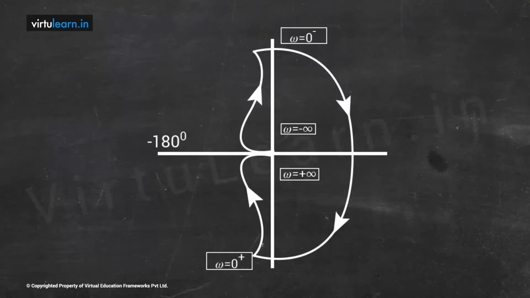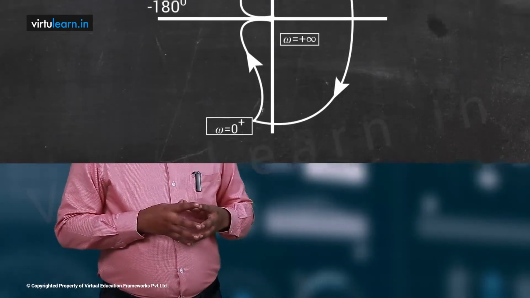Then look at the open loop transfer function. It is 1 by s into s plus 5, which means there are no open loop poles lying in the right half of the S plane. So P is 0, N is 0, Z is P minus N, so Z is 0. Z equal to 0 indicates there are no closed loop poles lying in the right half of the S plane. Therefore the closed loop system is stable. This way we can find the stability of the system.